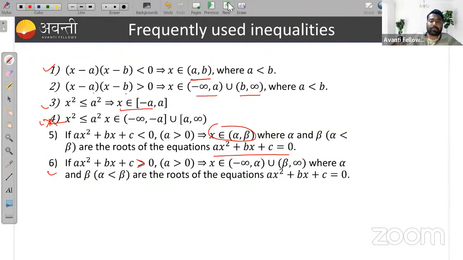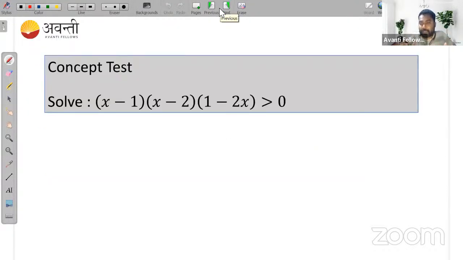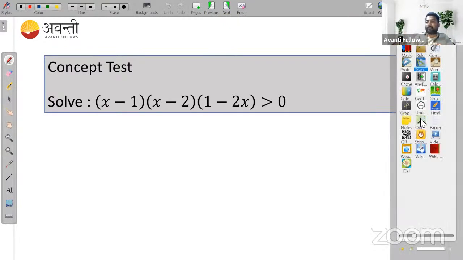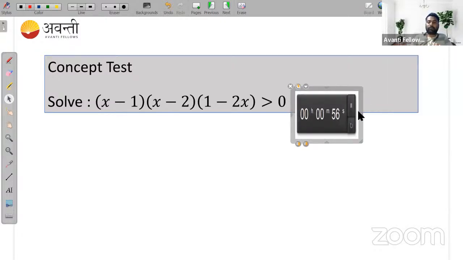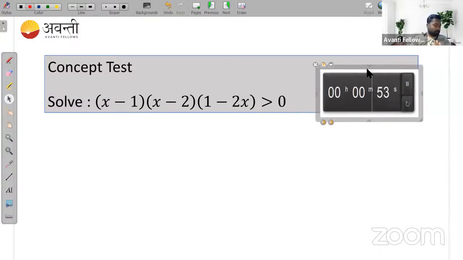Okay, so let's move to another example here. Here you have a concept test. Let's try this question within 2 minutes and let me know in the chat box what the answer is. Quickly get it. You have 1 minute for this question and your time starts now. After getting the answer, you have to share your answer in the chat box, guys. Very simple question. Easily you can do this.